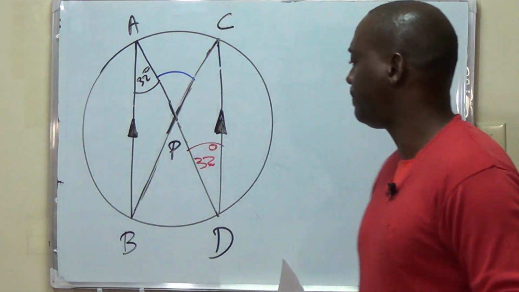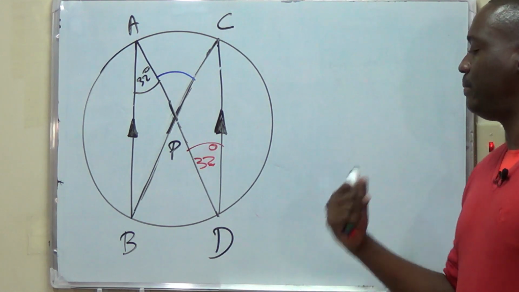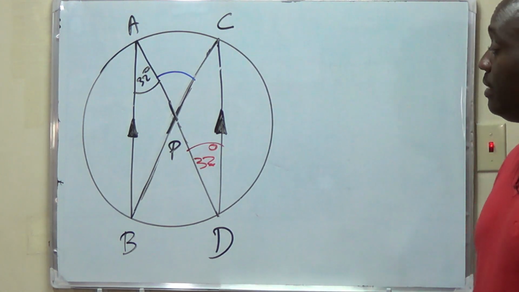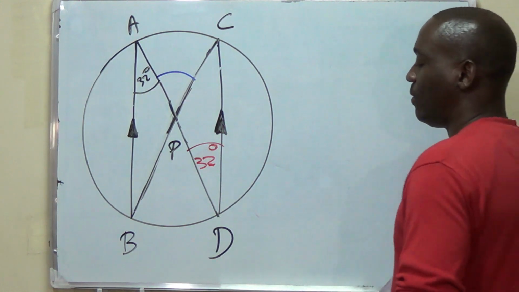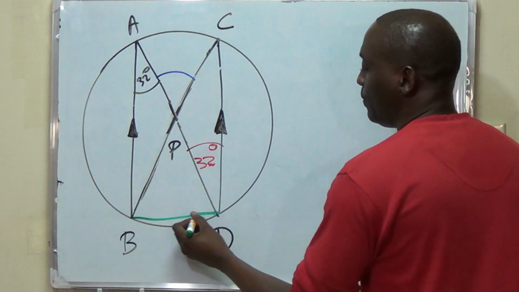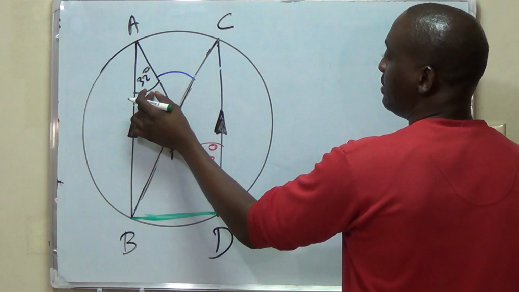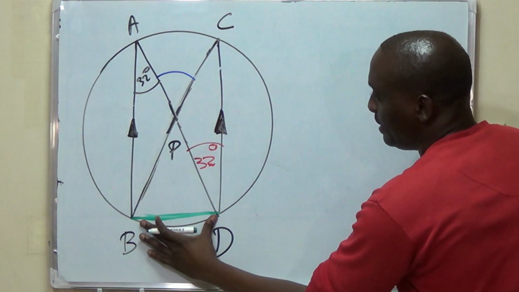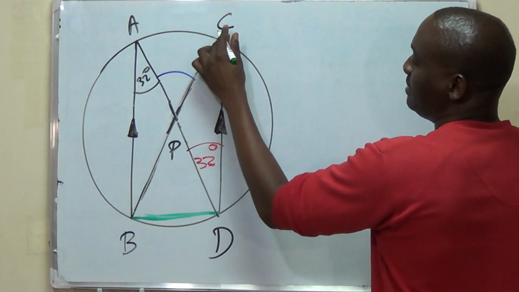Right, so we continue. The only way we could move forward with this question is if we assume that this shape is in fact a circle. And if we assume that, then we have this chord BD, which would subtend this angle 32 degrees at point A on the circumference, but the same chord BD also subtends this angle at point C on the circumference.